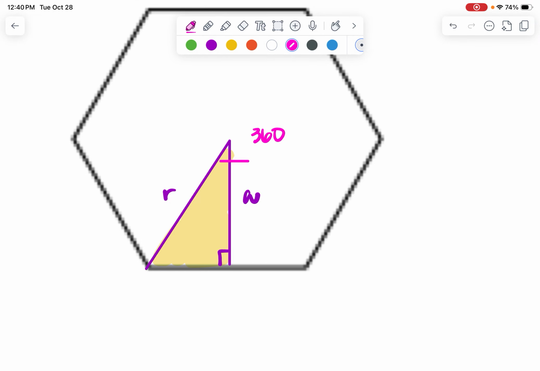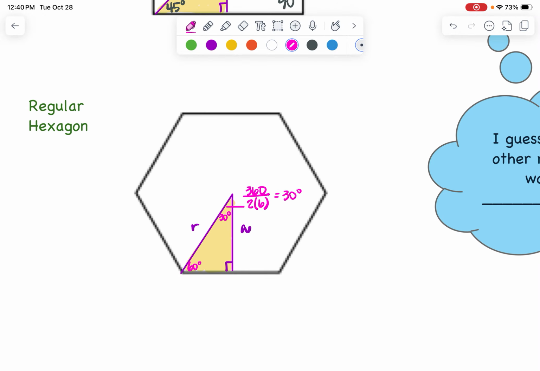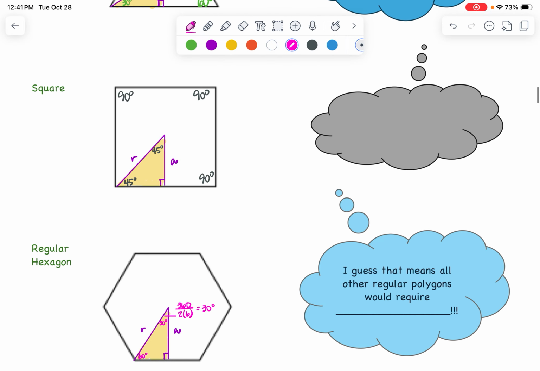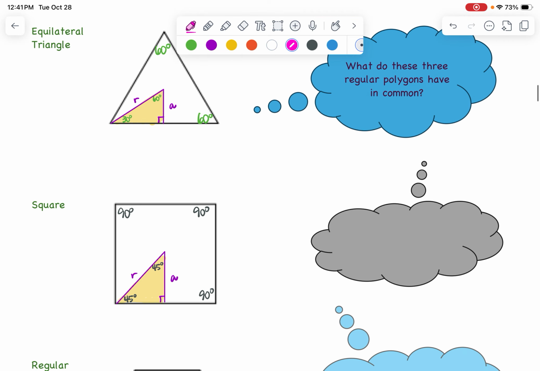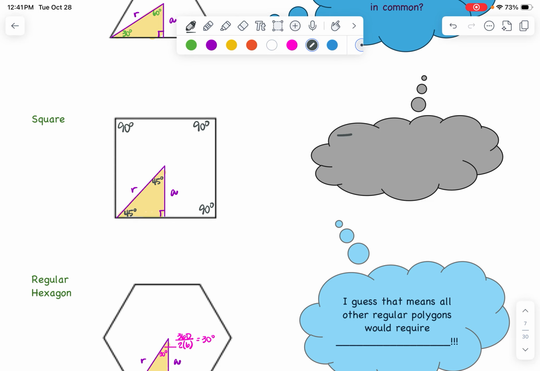So I'm going to do 360 divided by 2n, n being 6, which is just 360 divided by 12, which gives me, what do you know, 30 degrees. So this angle is 30 degrees, which means this angle must be 60 degrees. So inside of every hexagon is also a 30, 60, 90 triangle. All right, so our little thought bubbles, what do all these regular polygons have in common? They contain special right triangles, which we just took a test on in Unit 5.